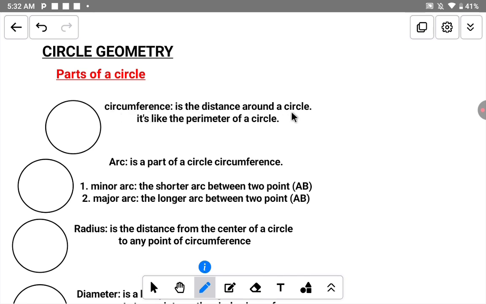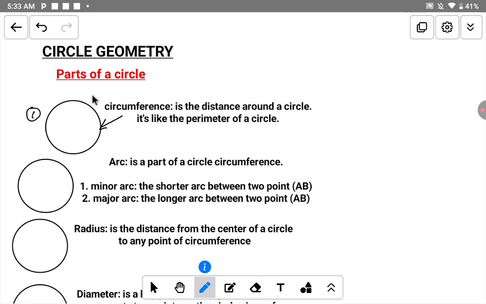Circumference is the distance around a circle. It is like the perimeter of a circle. This is a circle; you can start from this place, and the distance around the circle is the circumference. All these points here are the circumference. All the distance that moves around and makes it a circle is the circumference. Take note of that: the distance around the circle is called the circumference. That's one. This is the first one we're discussing.